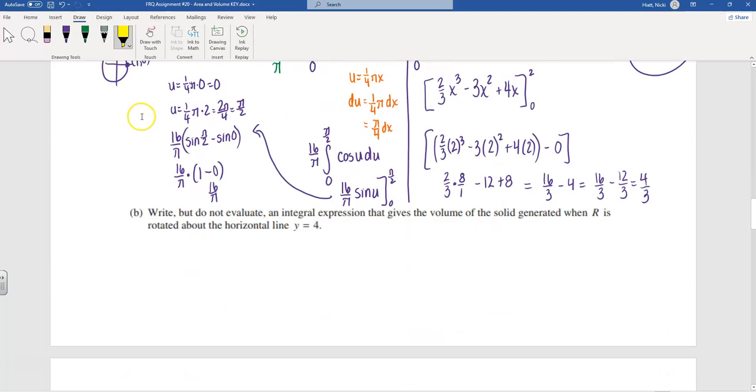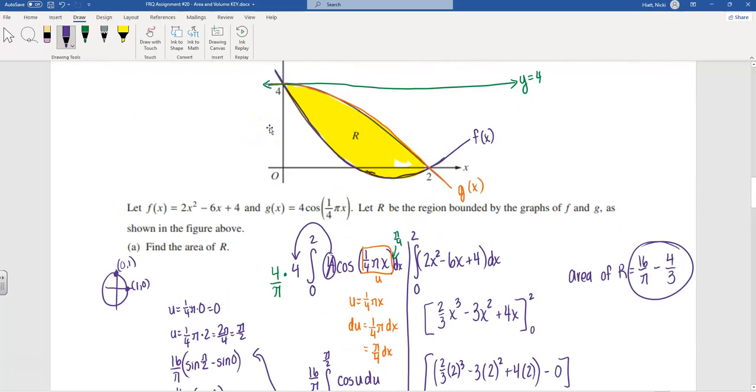So, I mean, it's not going to hurt anything if you write volume of outside minus the volume of the hole. So, here's where it's different today. It's different, but it's the same, okay?